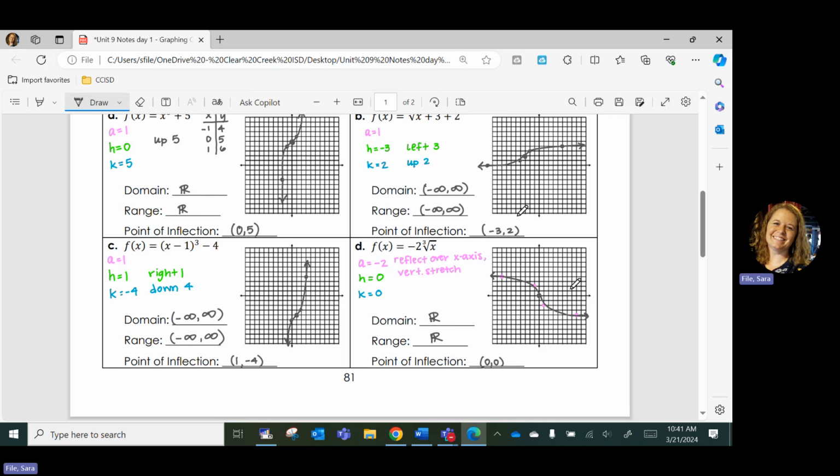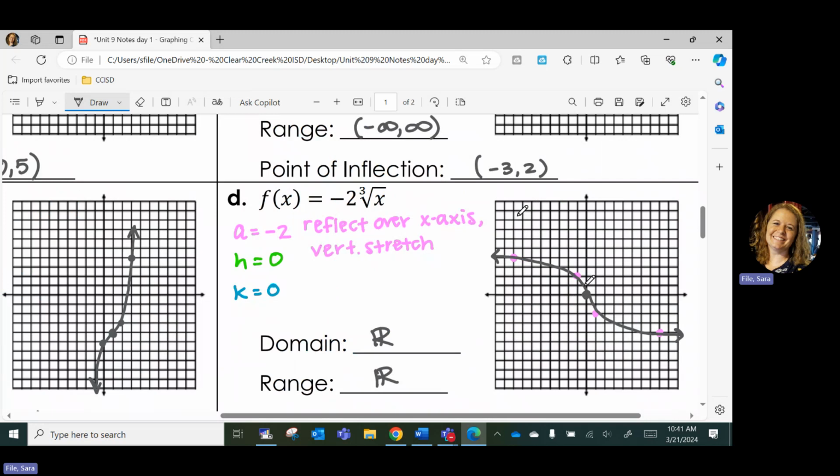Now, if that didn't make sense to you, me counting, saying why I'm going down 2 or why I'm going down 4 instead, if you didn't follow that, that's okay. You don't have to. You can always make a table. So we know the point of inflection was 0, 0. Okay, so I need to get some points to the left and right of that.